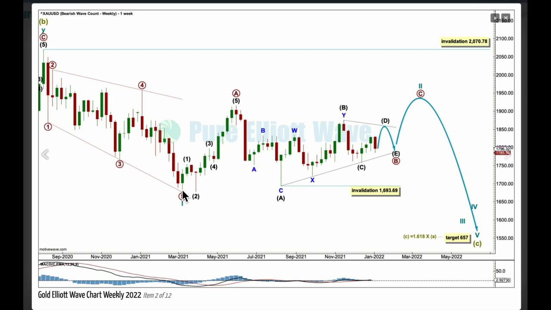It may be unfolding as a zigzag. A, B, C, where B is a regular contracting triangle. Within the triangle, C may not move beyond the end of A and E may not move beyond the end of C. D, well, it could be a contracting or a barrier triangle. For a contracting triangle, D may not move beyond the end of B. For a barrier triangle, B and D should be about the same level so that the BD trend line looks essentially flat. Primary wave B looks like an incomplete triangle.